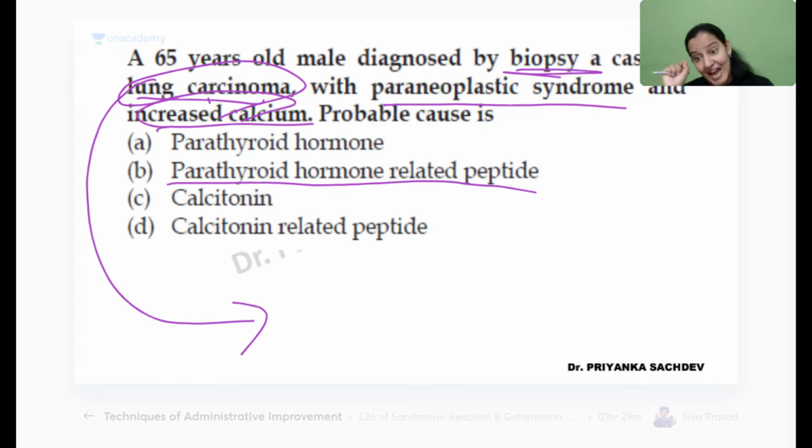Tell me the type of lung cancer. Now that is my question to you. Write in the chat box.